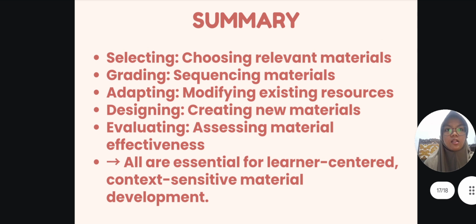In summary, the 5 main procedures of English material development are: the first is selecting, choosing relevant content, and the next is grading, sequencing from simple to complex. Adapting is modifying existing materials. The next is designing, creating new and customized content, and the last is evaluating, assessing the quality and relevance of material.